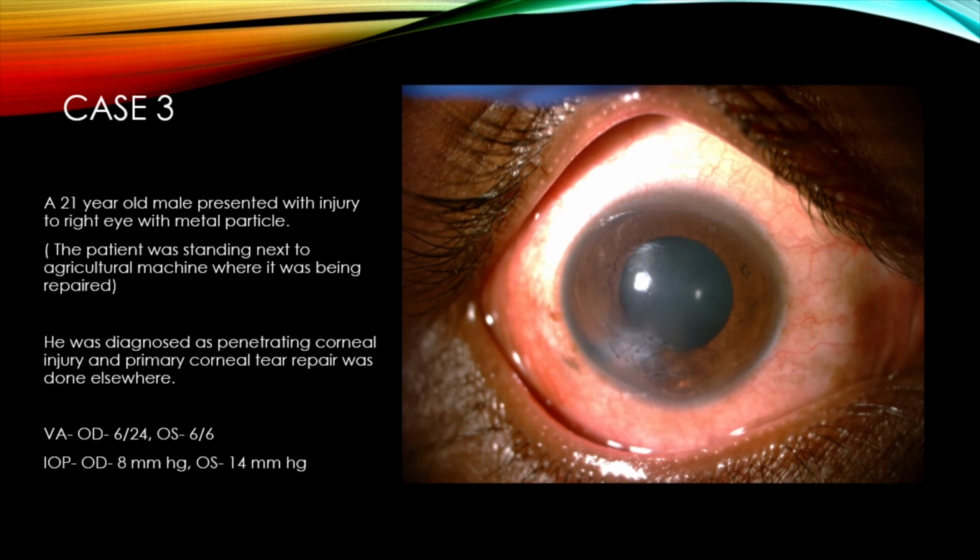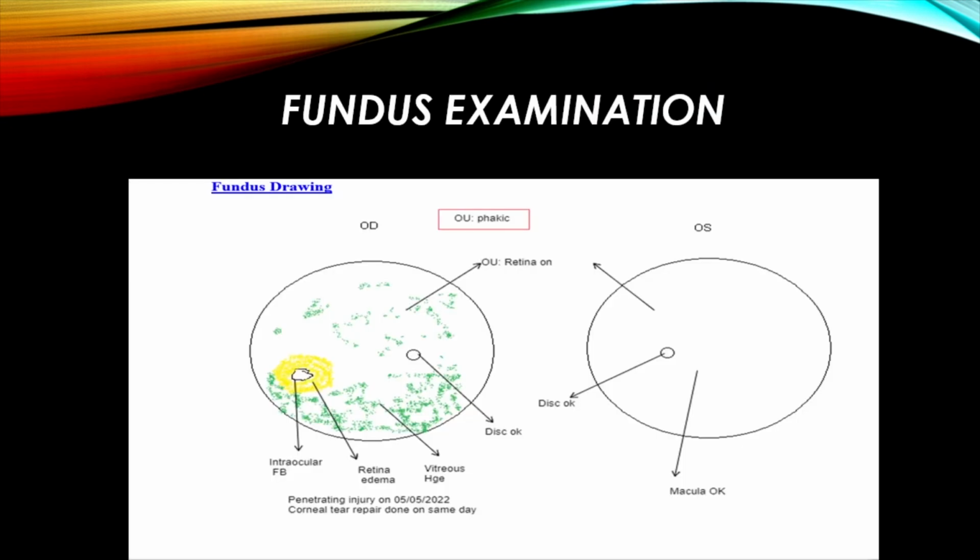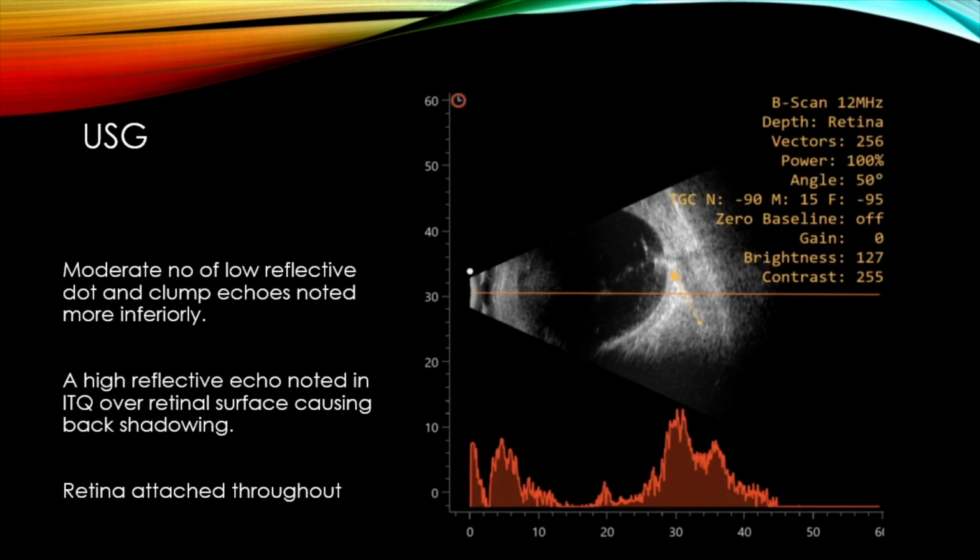Now the third case, a 21-year-old male, presented with an injury to the right eye with a metal particle. The patient was standing next to an agriculture machine that was being repaired. He was diagnosed as penetrating corneal injury, and primary corneal tear repair was done elsewhere. The CT scan showed an IOFB, so the patient was referred here for further management. The visual acuity in the right eye was 6/24 and in the left eye it was 6/6. IOP was 8 mm Hg in the right eye and 14 in the left eye. The fundus examination showed the presence of an intraocular foreign body and surrounding retinal edema in the right eye, infratemporal to the fovea, and some vitreous hemorrhage inferiorly.